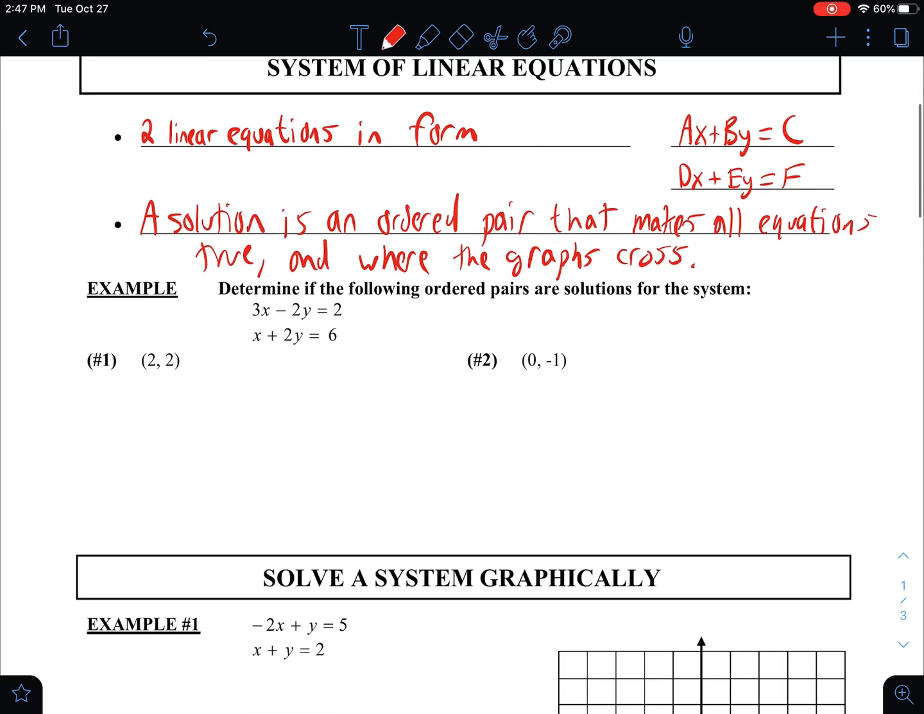All right, so this is an example you're going to want to write down. We have determined the following ordered pairs are solutions for the system. We have 3x minus 2y equals 2, x plus 2y equals 6. We're going to plug in 2 and 2 for 1, which we'll try together, and then you guys will try 0, negative 1 on your own, okay?